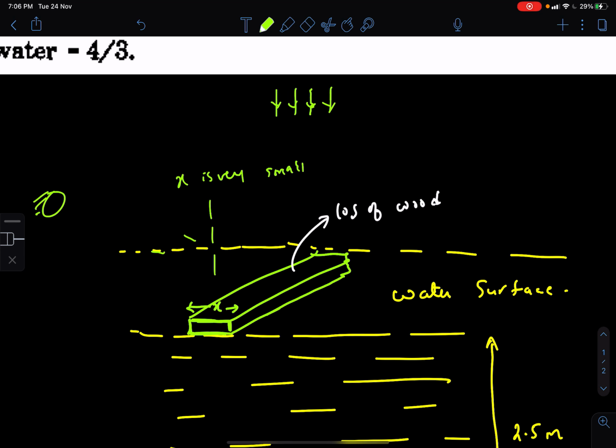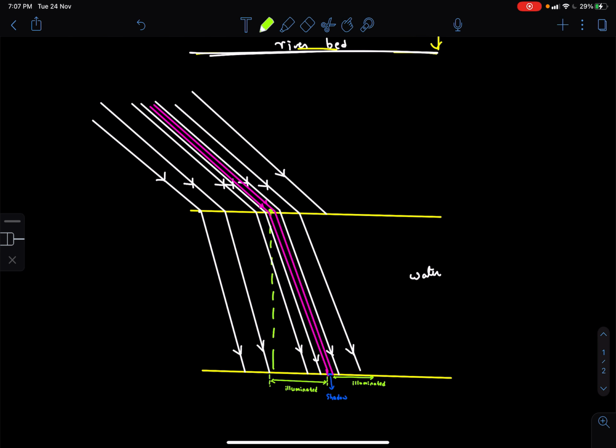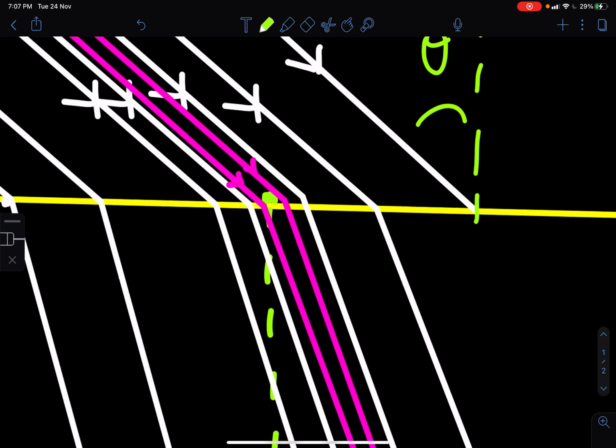So the sun will be somewhere here, and from here the rays will be coming in an almost grazing way. Grazing means almost parallel to the water surface, or with the normal at an angle close to 90 degrees, like 89.6 or 89.8 degrees. So let us say that right now the sun has not yet set, and the angle of incidence is, let's say, theta. Now this log of wood is here.